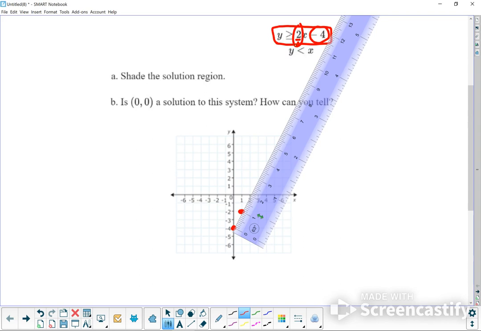Maybe like that. And looking at my inequality, it looks like it's an equal to, because there's a little underline right there. So I'm going to go ahead and draw my line solid.